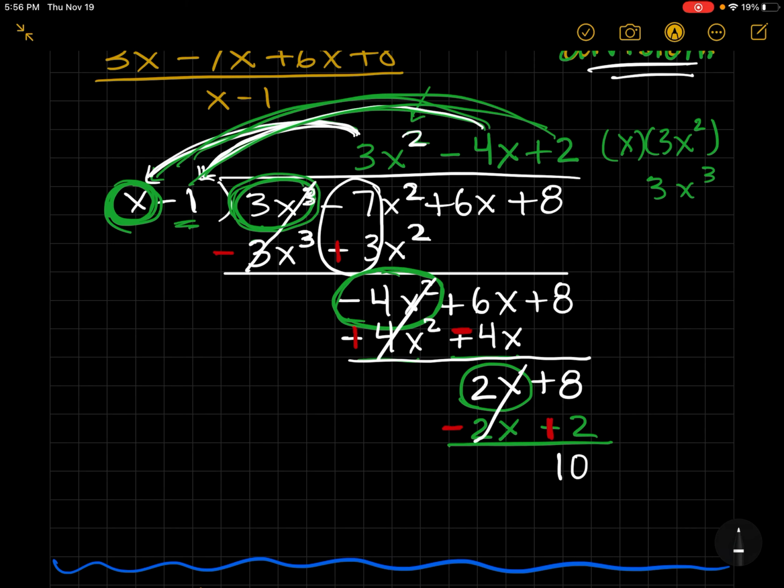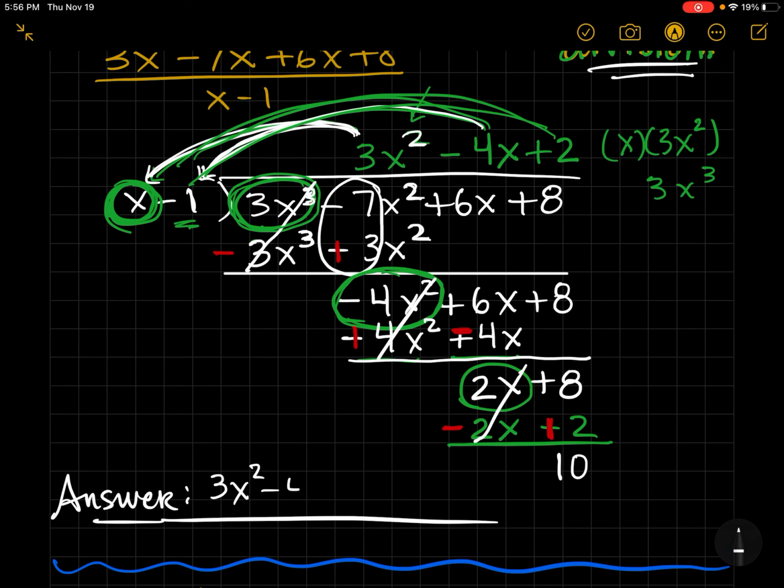So how do we present the answer? Don't forget, you're going to put your quotient, which is 3x squared minus 4x plus 2, plus the remainder over the divisor. Now, there's tons of applications where this is going to be relevant. Just not quite yet. Hold on, I'm going to show you why we want to divide polynomials and what it means. That's going to be in the next lesson or two.